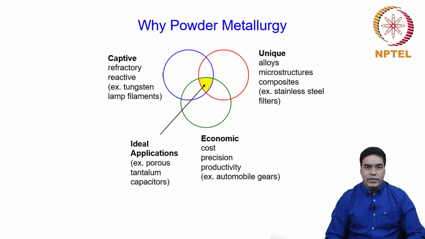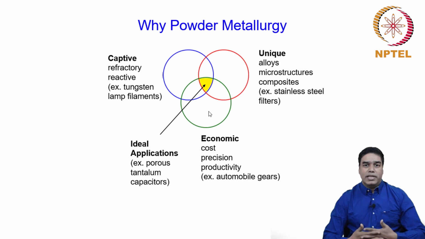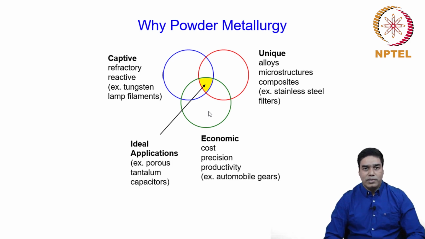So these are what you can see in this particular slide over here in terms of this Venn diagram. The three circles that you have represent the three unique characteristics of the powder metallurgy process. The first one talks about the unique ability of the process in terms of making materials or microstructures which are unique in some sense. Then the second one talks about the economy of the process. It's an economical process, but at the same time it can also maintain precision and the productivity, which may not be always possible in any other process which may be economical, right?